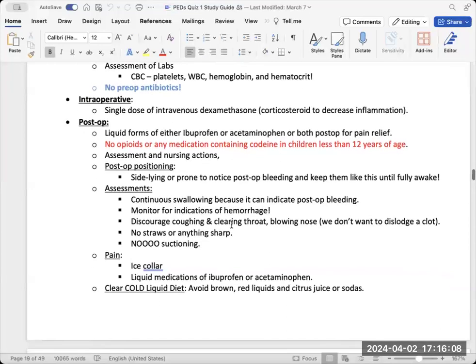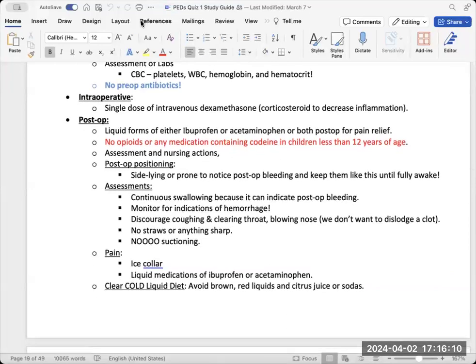Other things include that until the patient wakes up, they need to be in a side lying or prone position to notice post-operative bleeding until they're fully awake, right? While they're still in that anesthesia-like state, where they're still kind of drowsy and not really awake yet, we want to keep them on the side because as they're on the side, we could actually watch, is their blood dripping actively from the mouth, right?